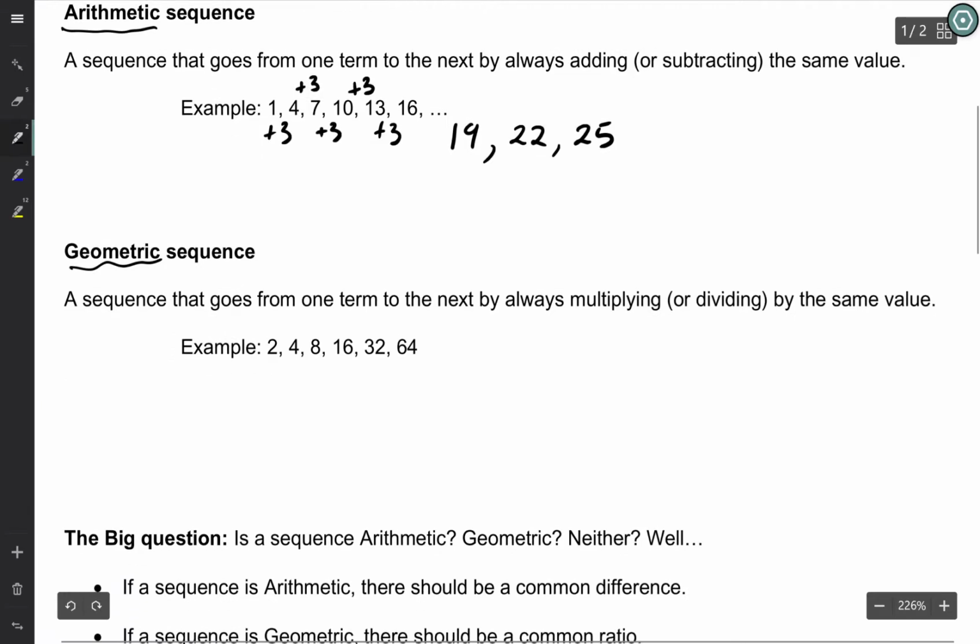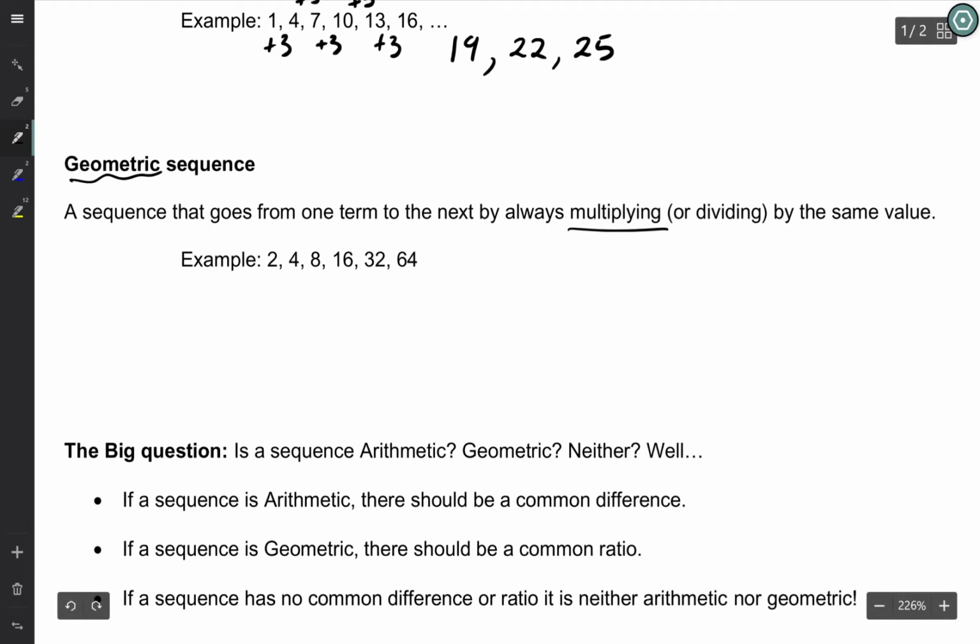Geometric sequences are a little bit different. So a geometric sequence is a sequence that goes from one term to the next by always multiplying or dividing by the same value. Okay, so look at this example. It says 2, 4, 8, 16, 32, 64. If you guys remember from other units, you'll recognize that these are powers of 2. So each time I'm multiplying by 2.